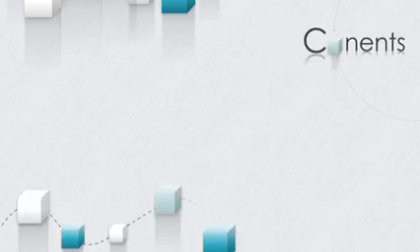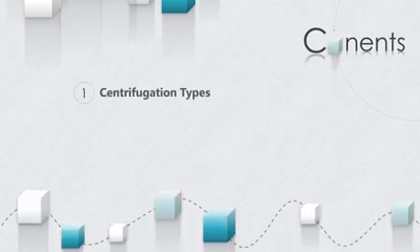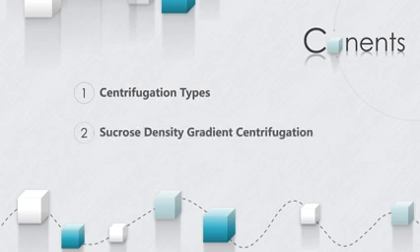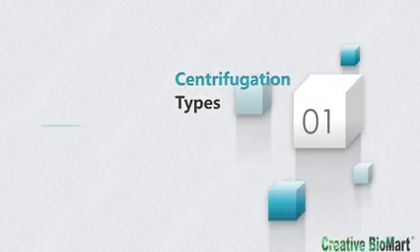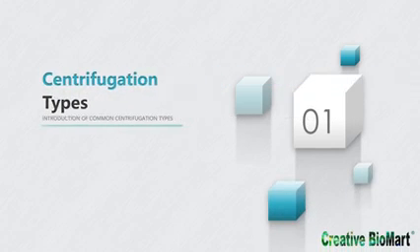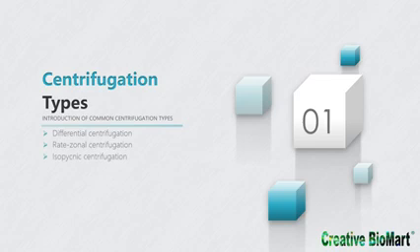The content of this video is divided into two parts: centrifugation types and sucrose density gradient centrifugation. We will first briefly introduce the centrifugation types, and then briefly explain the operation process of sucrose density gradient centrifugation. Let's start with the first part of this video, centrifugation types. This section mainly introduces the information on differential centrifugation, rate zonal centrifugation, and isopycnic centrifugation.